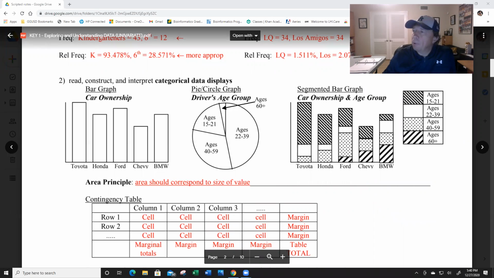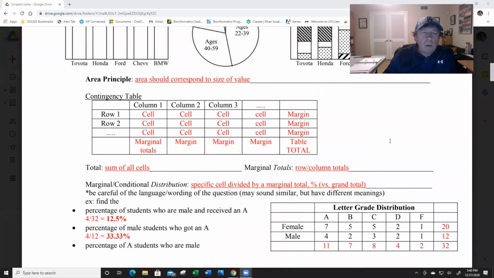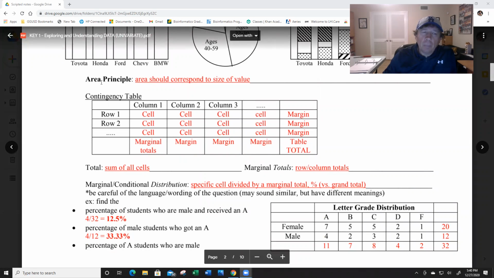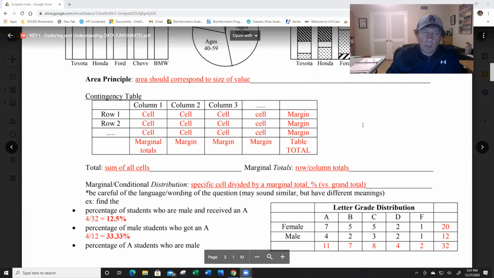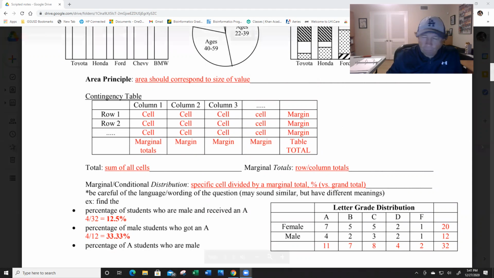And then you got a table. Sometimes it's called a two-way table. Okay. Oh, by the way, the area principle up here: make sure that these charts are built percentage-wise to correspond to the value. Don't cheat on those and make it look funny. So I'll have examples of that later.